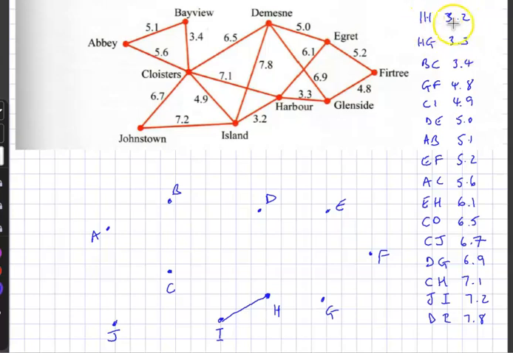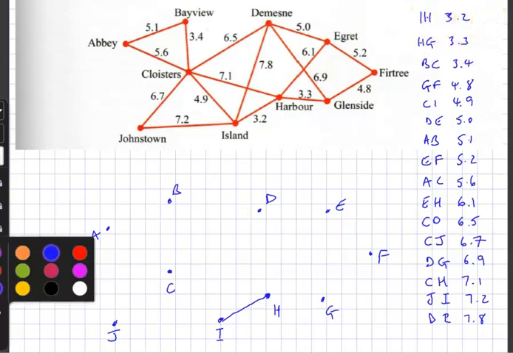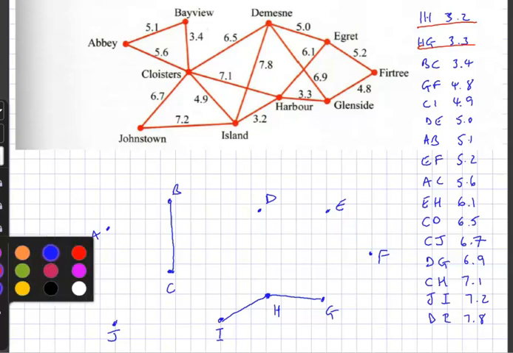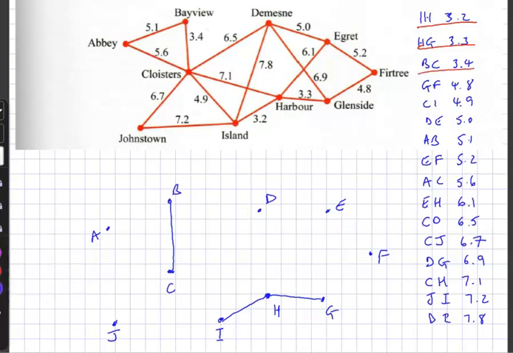So AH of 3.2. Okay, so we've got that. That's a cost. Then next one, HG of 3.3. So H and G 3.3, and we can include that in our list. Now BC of 3.4, and we can add that to our list. Then GF 4.8, so G to F, that's not going to make a cycle. That's great. I'll pick that one. That's 4.8.